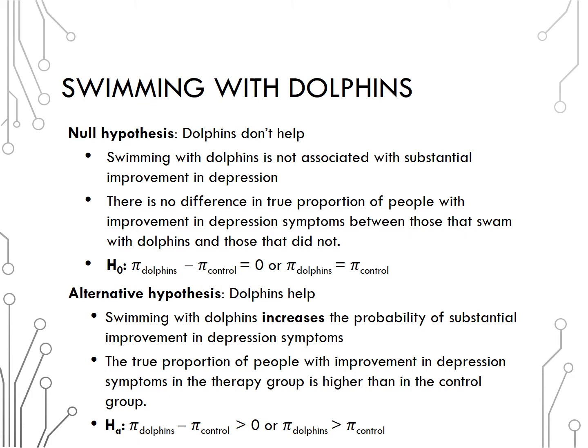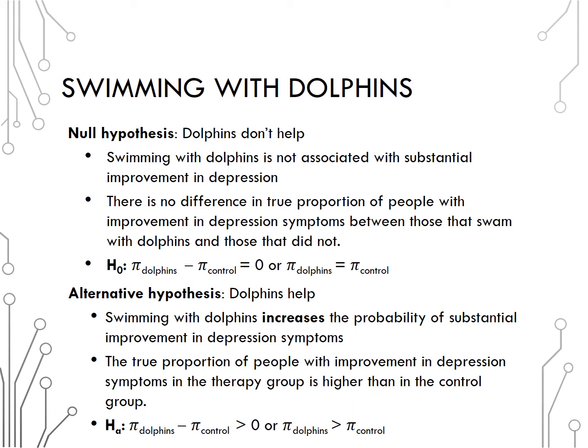The null hypothesis is that dolphins don't help. We could state that statistically as saying swimming with dolphins is not associated with substantial improvement in depression, or there is no difference in true proportion of people with improvement in depression symptoms between those that swam with dolphins and those that did not. Notationally, we would say pi d minus pi c equals 0, or pi d is equal to pi c.